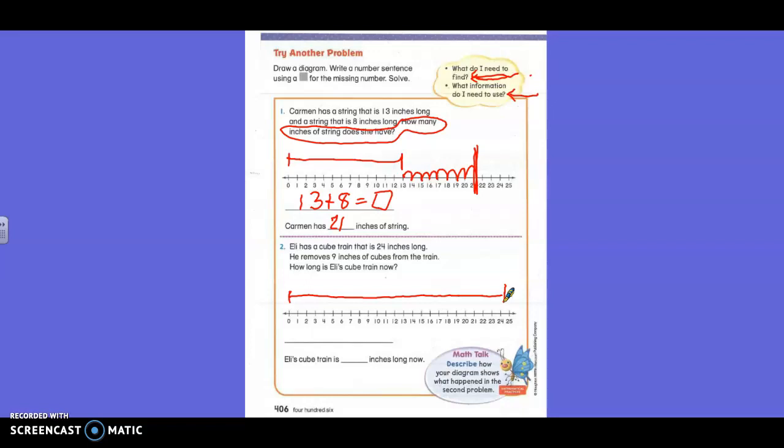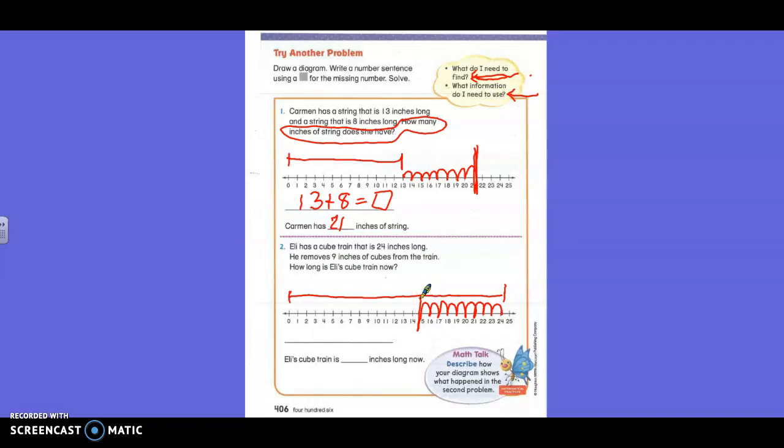Ivan? We're going to jump backwards. How many? Jump backwards 9 from what number? From what number? What number are we starting at? 24. Very good. Jump backwards 9 from 24. 1, 2, 3, 4, 5, 6, 7, 8, 9.